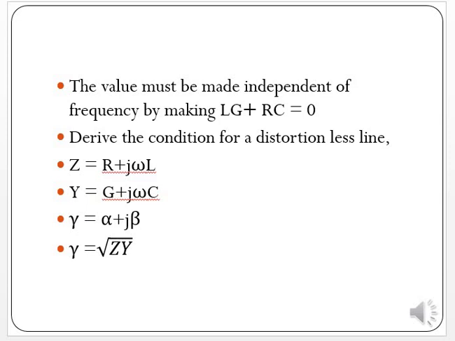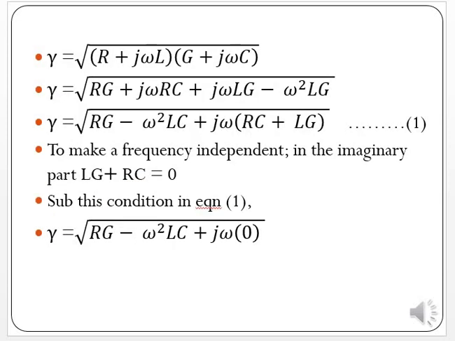Derive the condition for a distortionless line. Gamma is equal to alpha plus j beta, where gamma is the propagation constant. Y is the admittance, which is equal to G plus j omega C. Z is the impedance, which is equal to R plus j omega L. The propagation constant gamma is also equal to the square root of ZY. So substituting Z and Y, gamma is equal to the square root of (R plus j omega L)(G plus j omega C).